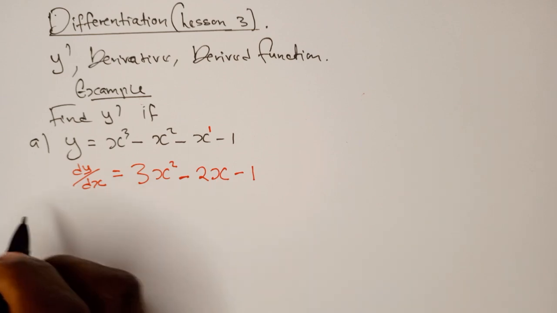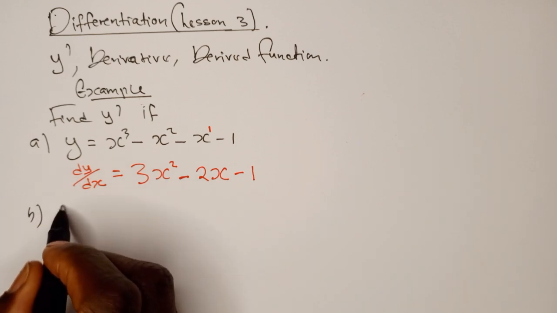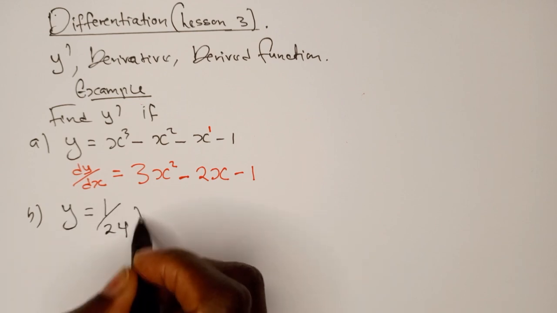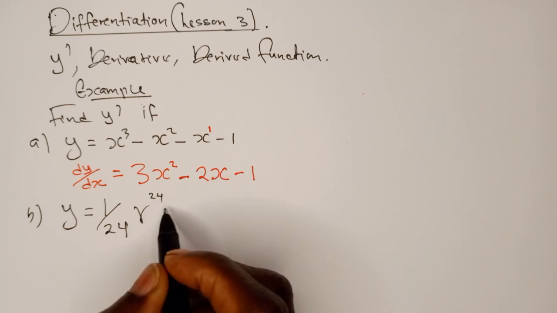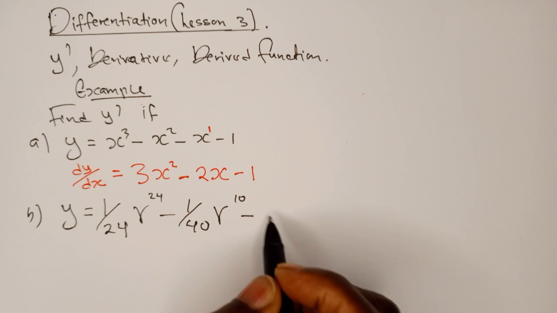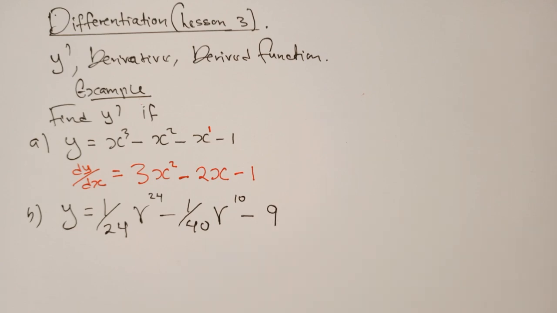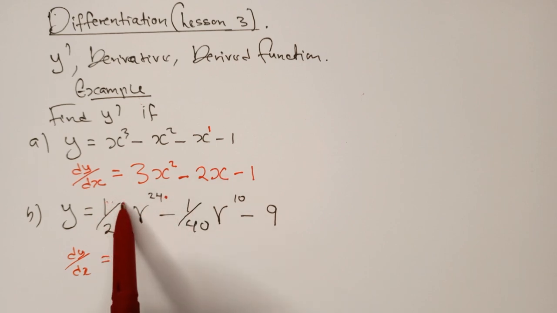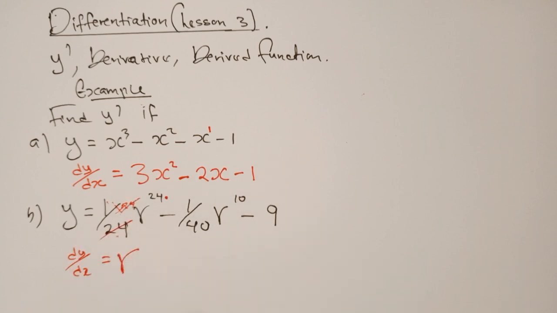Another one, b, you're told to differentiate y is equal to 1 over 24 r raised to 24 minus 1 over 40 r raised to 10 minus 9. So y prime is the same as differentiation, so dy dx is equal to, you multiply this one times this one, so it is 1 over 24 multiplied by 24, so it cancels out, and we remain with r, that will be 1.